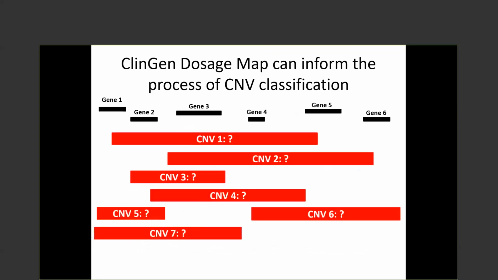So to illustrate and expand upon what I just said, knowing whether a particular gene within the CNV is haploinsufficient or triplosensitive may help drive the classification of that CNV and others involving that gene. So just to give you a graphic representation, at the top of the slide, there are 6 example genes, and at the bottom in red are 7 deletions overlapping each other and the genes to various degrees. In this figure, we don't know the classification of any of these CNVs.